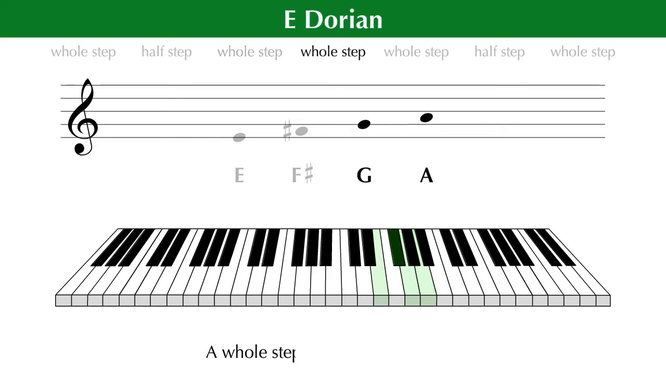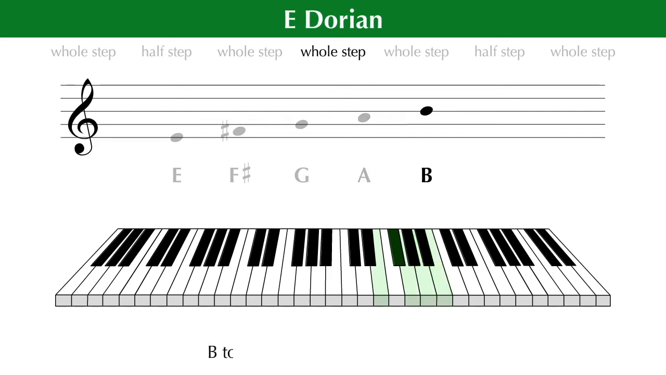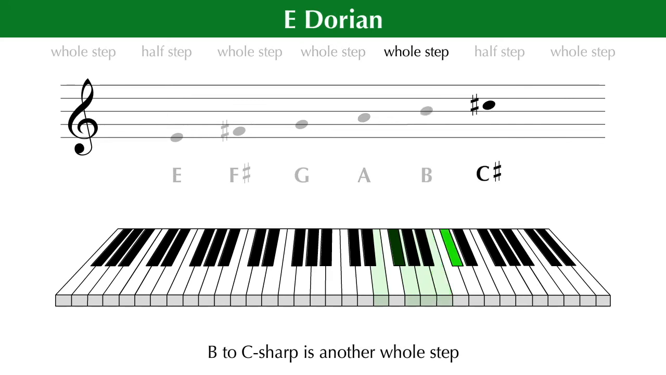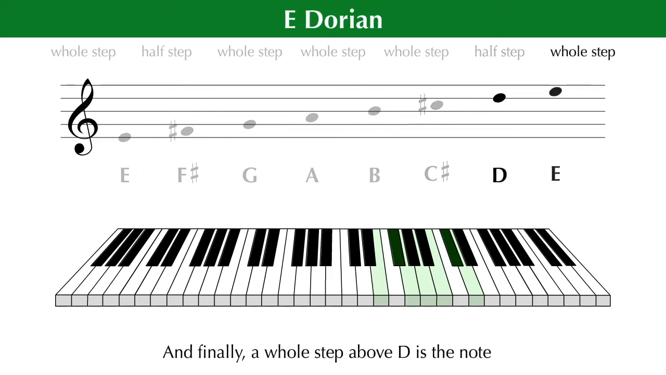A whole step above the note A is the note B. B to C sharp is another whole step. A half step above the note C sharp is the note D. And finally, a whole step above D is the note E.